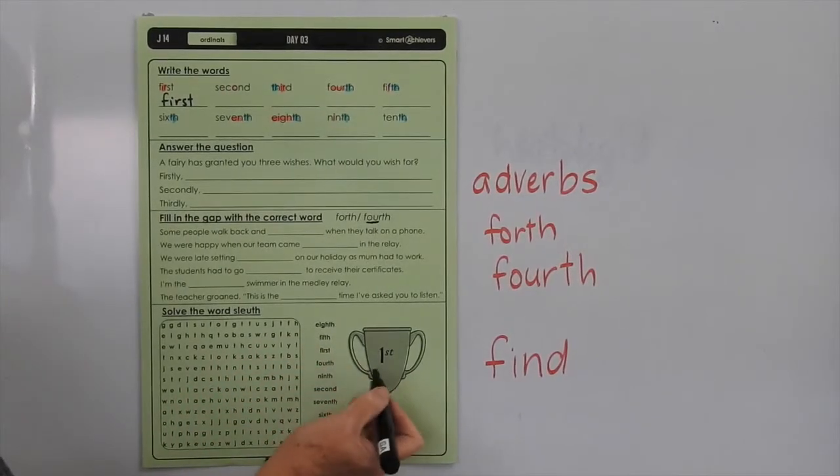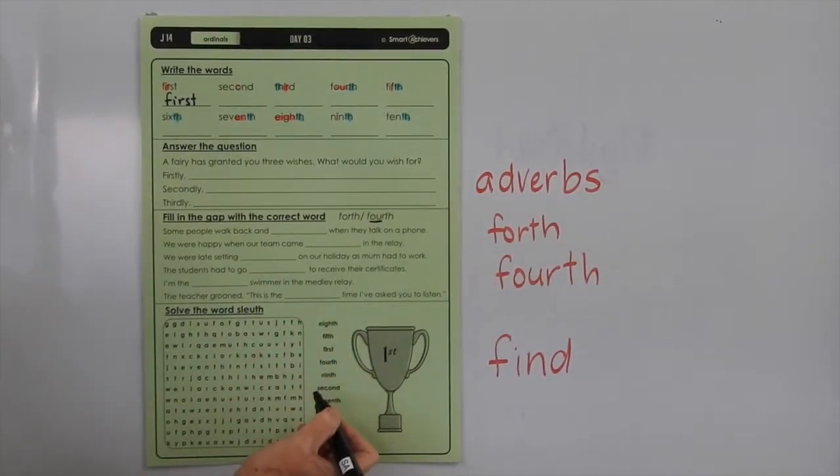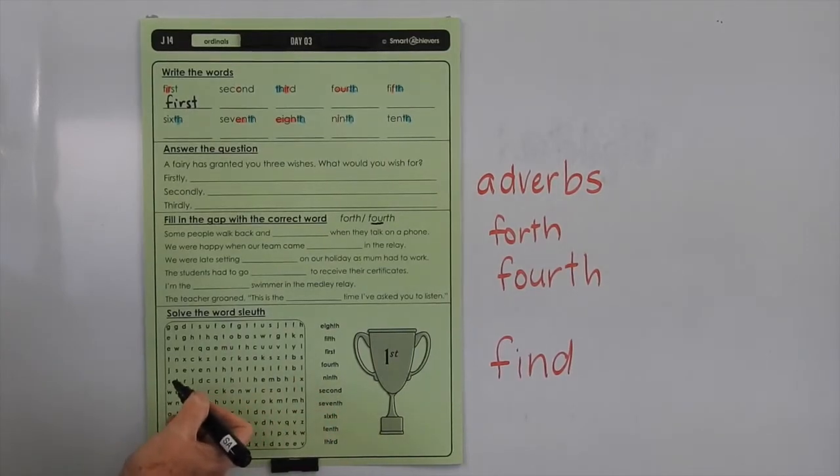Now down the bottom you've just got a fun word find, so you've just got to find all those ordinals within the word sleuth.